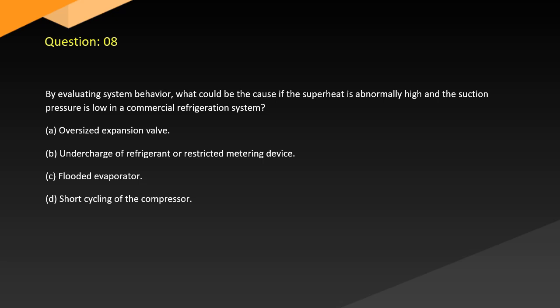Question 8. By evaluating system behavior, what could be the cause if the superheat is abnormally high and the suction pressure is low in a commercial refrigeration system? A. Oversized expansion valve. B. Undercharge of refrigerant or restricted metering device. C. Flooded evaporator. D. Short cycling of the compressor.